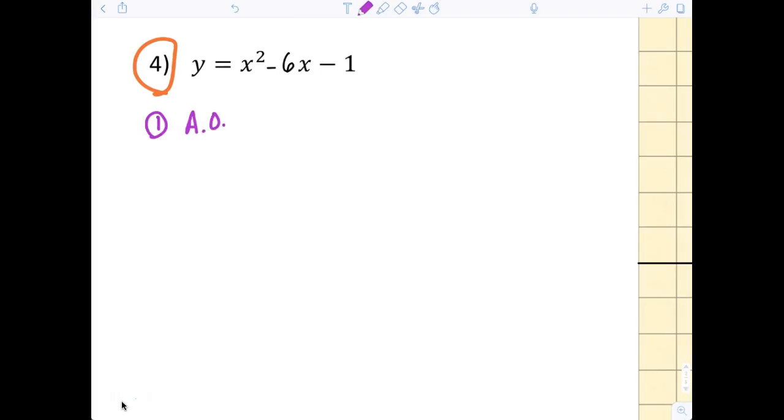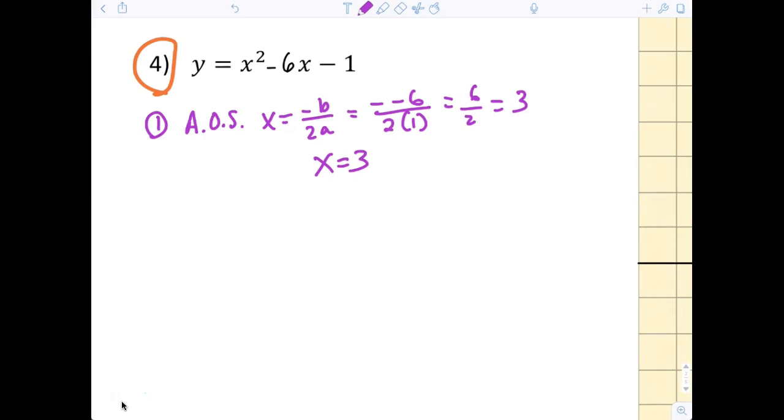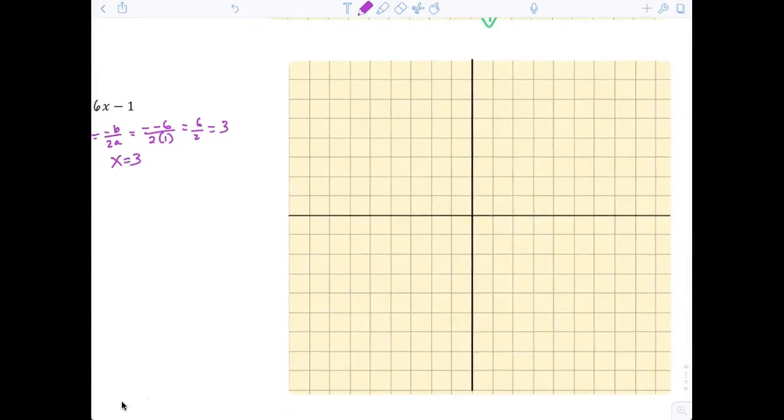Axis of symmetry: x equals negative b over 2a. Negative, negative 6 over 2 times 1. 6 over 2 equals what? 3. So x equals 3 is your axis of symmetry. Does that make sense? That's not hard. Come on, guys, that is not hard. Simple equation.